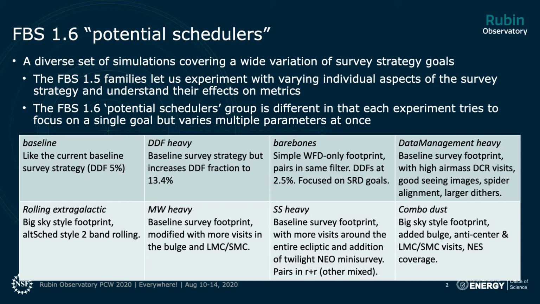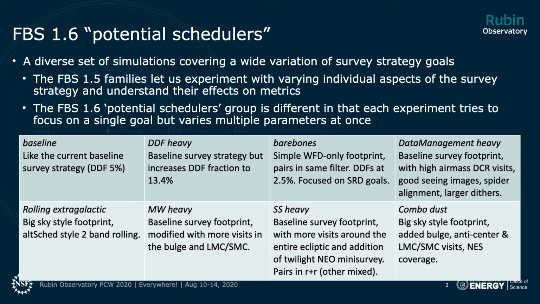The Milky Way heavy simulation uses a baseline survey footprint, but it's modified with more visits in the bulge and LMC SMC. The solar system heavy simulation uses, again, the baseline survey footprint, but adds more visits around the entire ecliptic and adds a twilight NEO mini survey. Pairs are taken in R plus R, but then all the other bandpasses are split filters, so I and Z, for example.